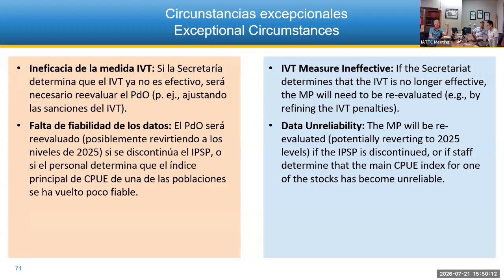One of the main data sources used in the stock assessment are the CPUE indices of relative abundance. And if for some reason an index for one of the stocks becomes unreliable, we would have to reevaluate the assessments and possibly the management procedure.